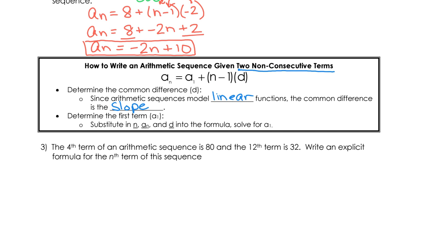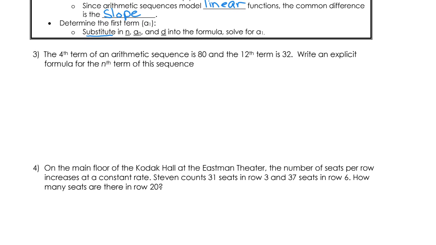To determine the first term, a sub 1, we could either substitute in, or depending on what term they give us, we can count backwards, okay, and compute our terms backwards instead of forwards, all right? Or we could substitute into our formula, all right? So we'll figure out depending on what information they give us. I can show you both ways.